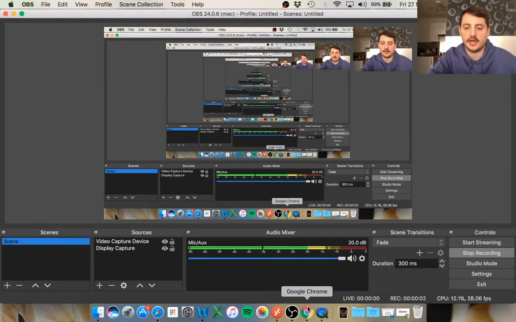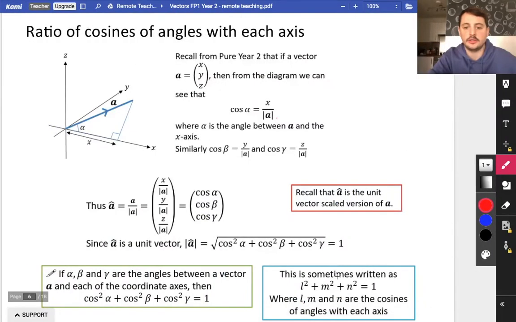Hey guys, okay, so the last bit that we're going to do for this exercise is about something called the ratio of the cosines with angles with each axis. I don't know if you remember this from pure in normal maths, that we worked out what angles a vector would make with a particular axis. And we're just going to explore this a bit further.